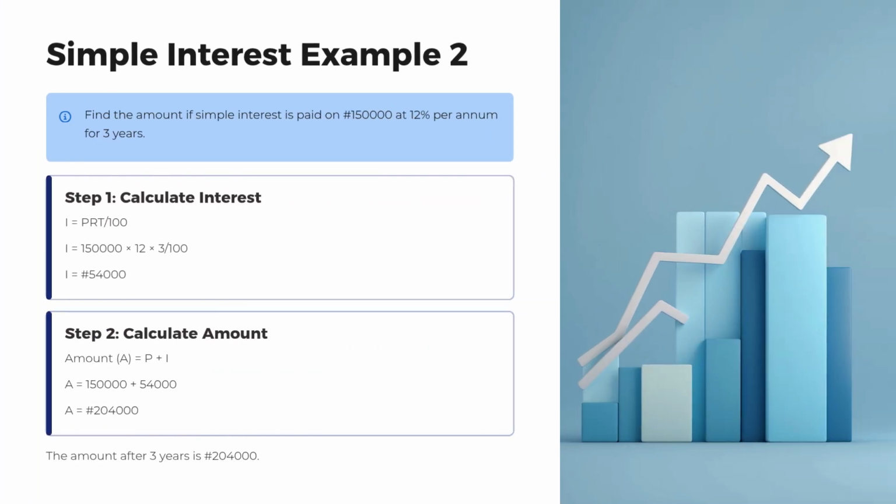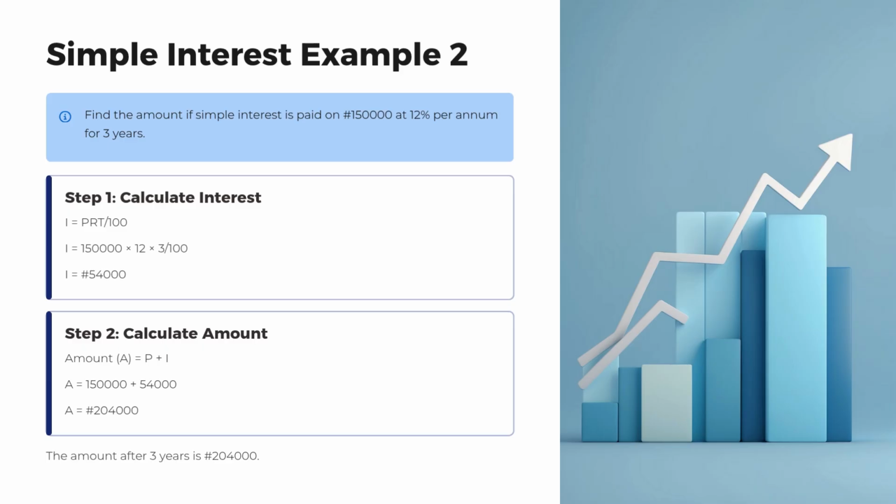Simple interest example 2. Problem. Find the total amount if simple interest is paid on 150,000 naira at 12% per annum for 3 years. Step 1. Calculate the interest. Interest equals (principal multiplied by rate multiplied by time) divided by 100. Substitute the given values. Interest equals (150,000 multiplied by 12 multiplied by 3) divided by 100. Interest equals 54,000 naira.